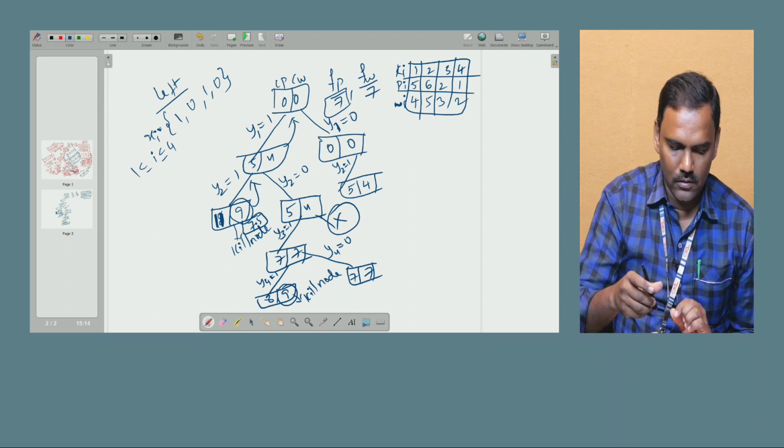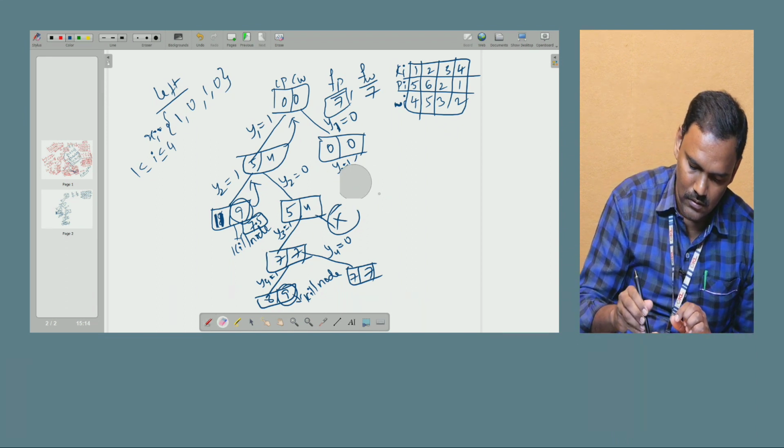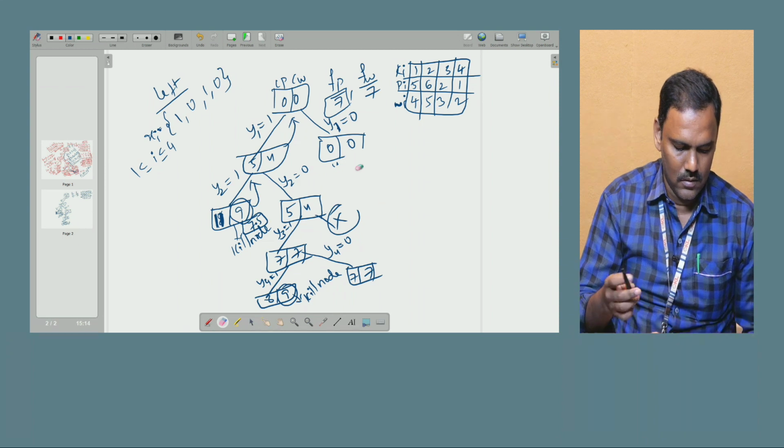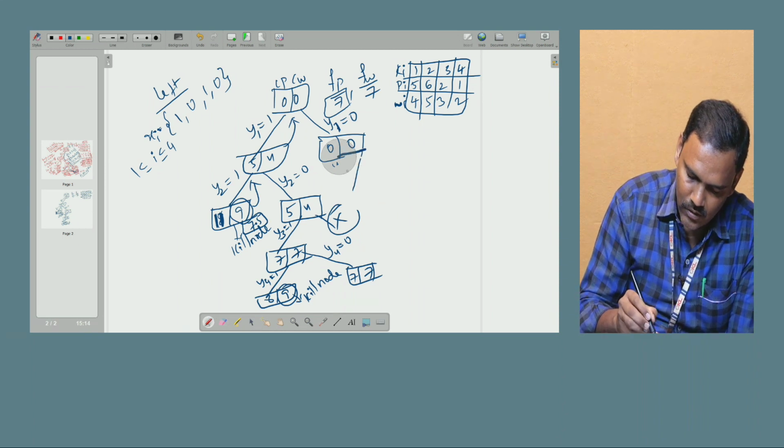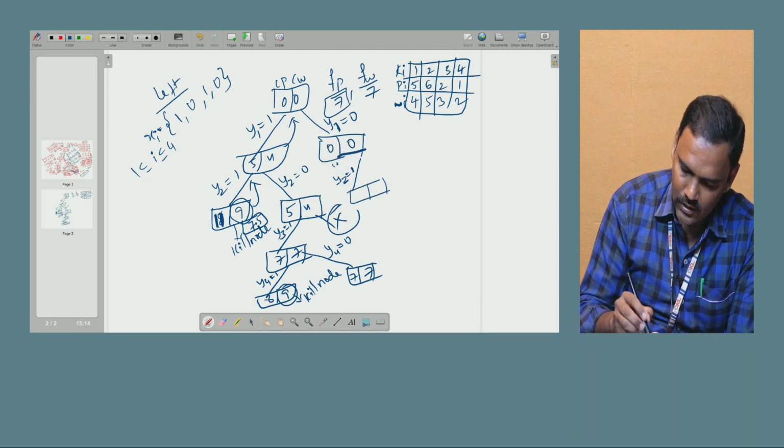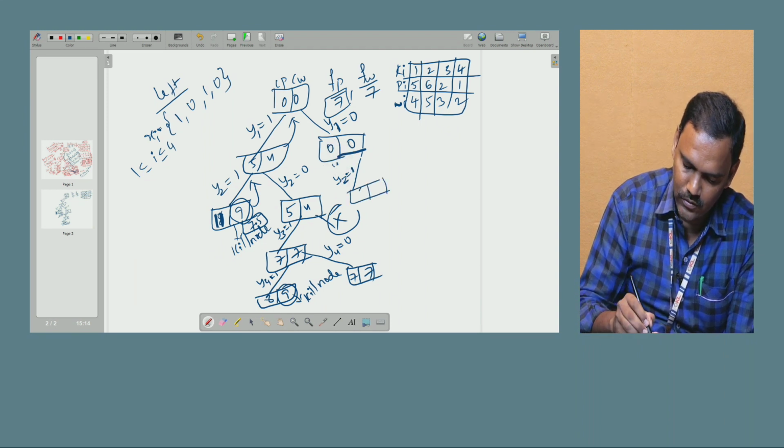What you are going to be y1 completed. Now what we are going to be taking here is y2 equal to 1. Then what is the y2 value here? The y2 value, the initial profit is going to be 6 and the weight equal to 5.